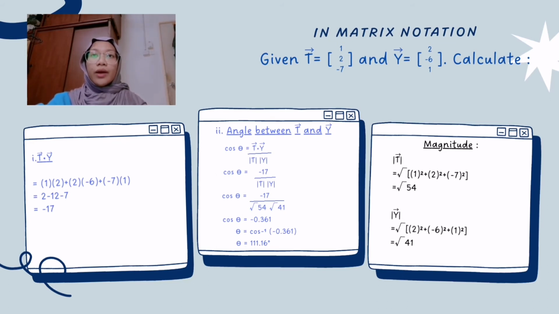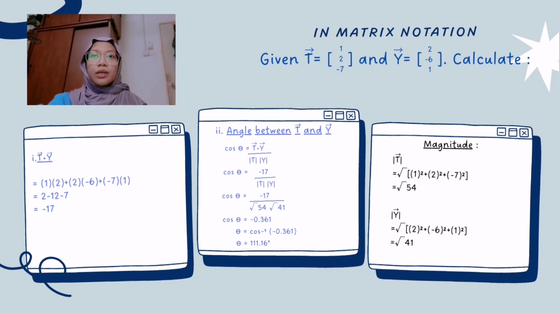Second, we will need to find the angle between T and Y. So we use cos theta equals T dot Y over magnitude of T, magnitude of Y. For this question, the magnitude of T we will get square root of 54, and for the magnitude of Y we will get square root of 41.